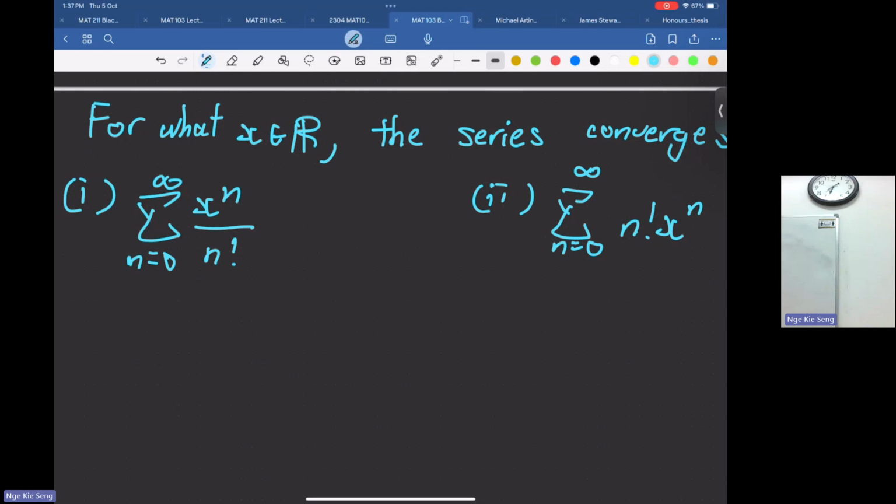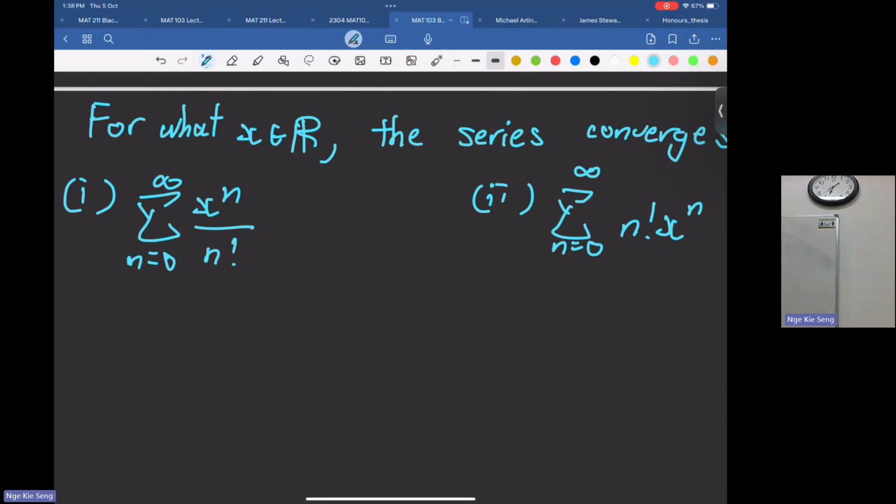So you see, from these two, the coefficient on the first one is getting smaller, smaller, smaller. But for the second one, the coefficient is getting bigger, bigger, bigger. So what kind of x can you multiply on both so that they will converge? You should think like this first, and then we check. And then we use the ratio test.